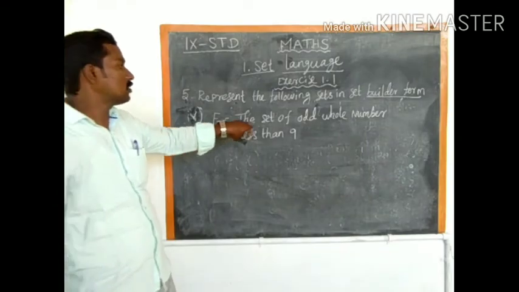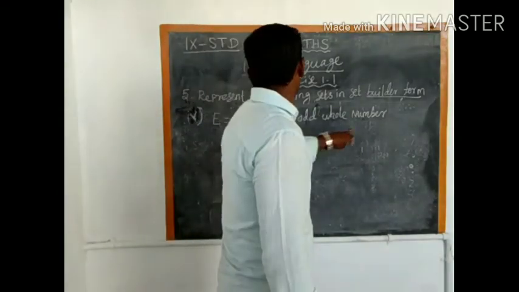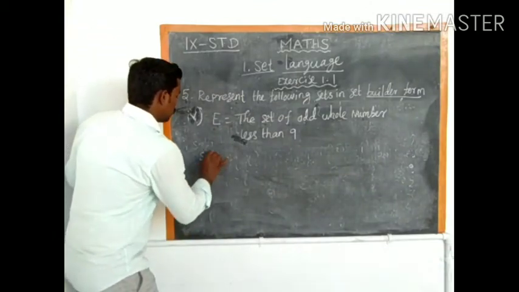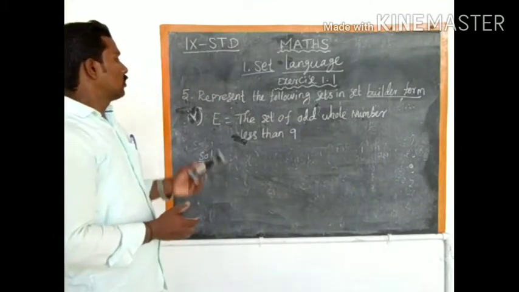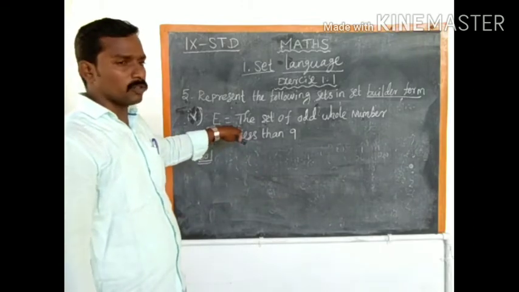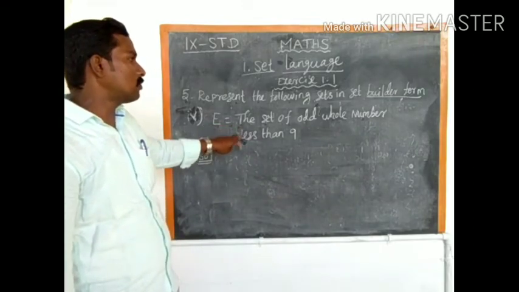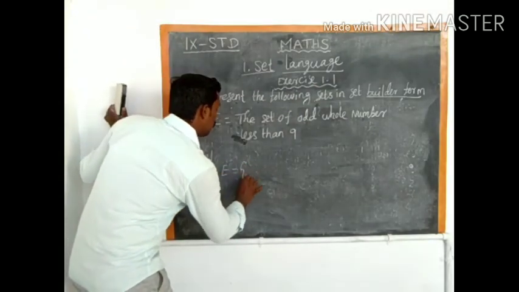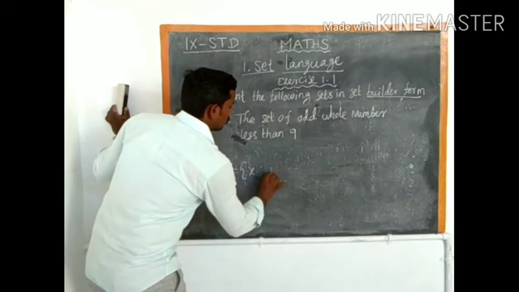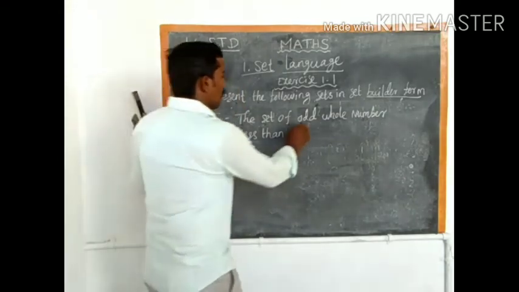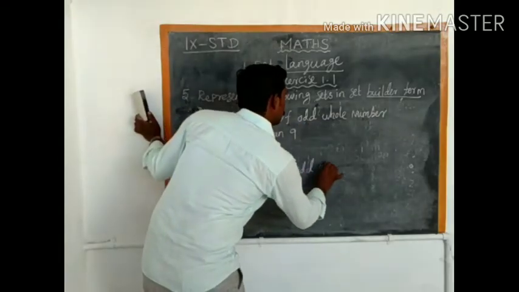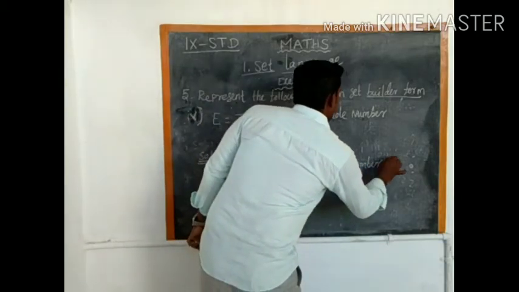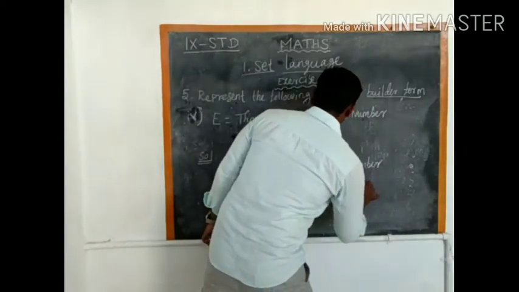E is equal to the set of all odd whole numbers less than 9. This is your question. Okay, the solution. This is a descriptive form type question. So now you form the set builder form. So E is equal to the set of all x such that x is an odd whole number less than 9.